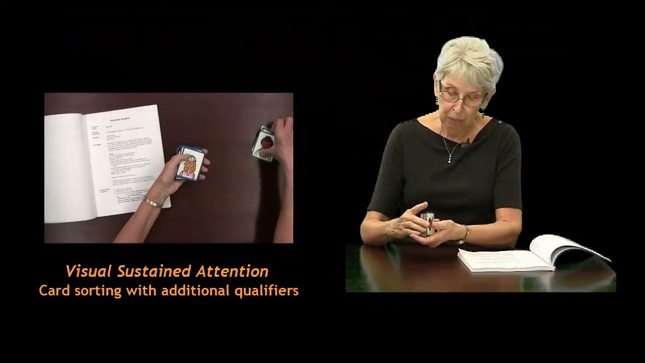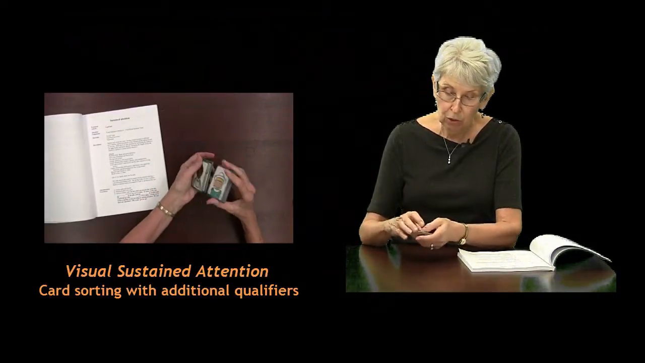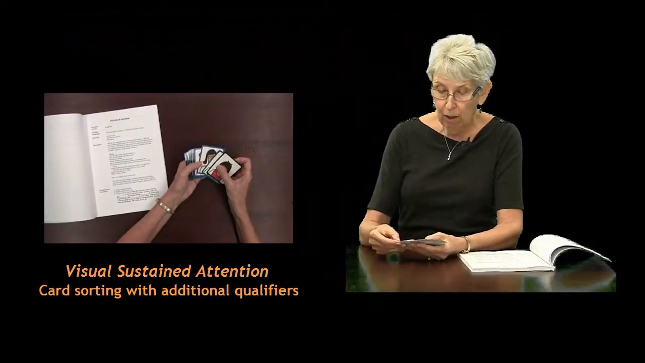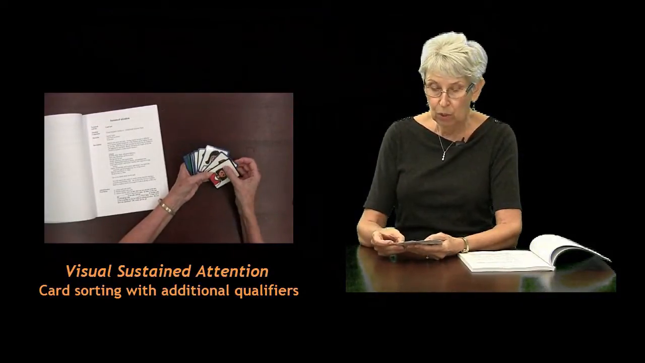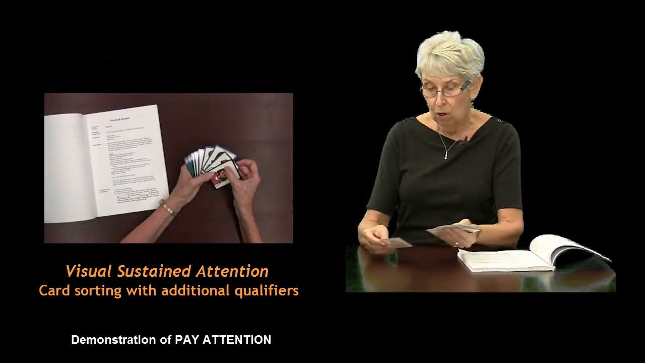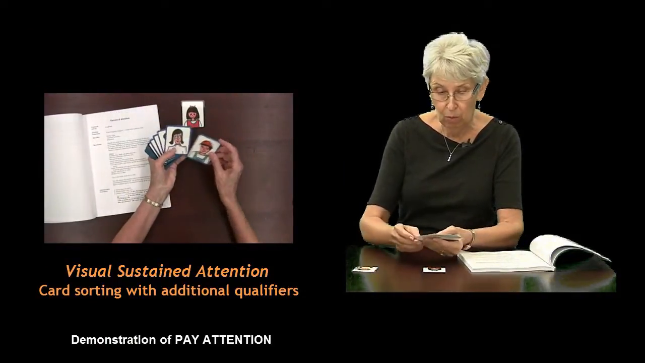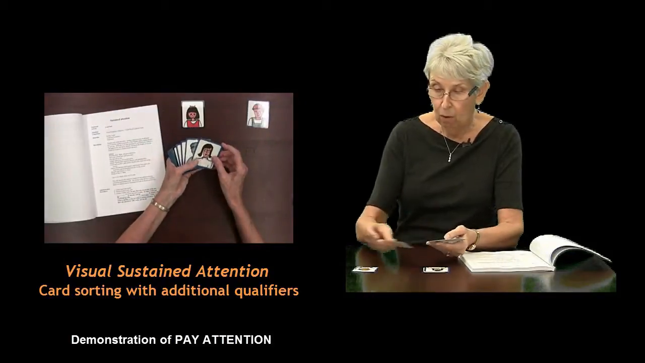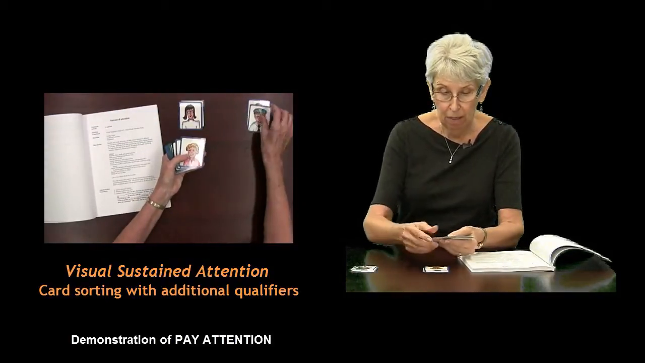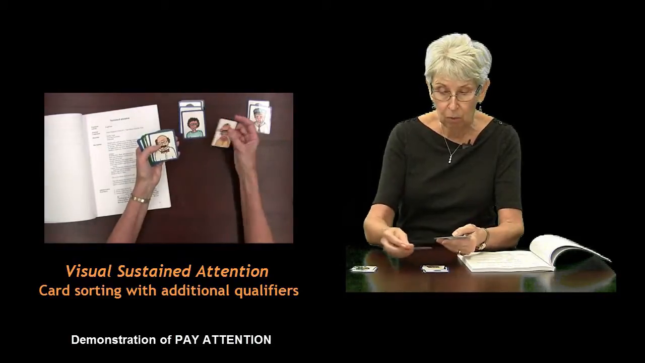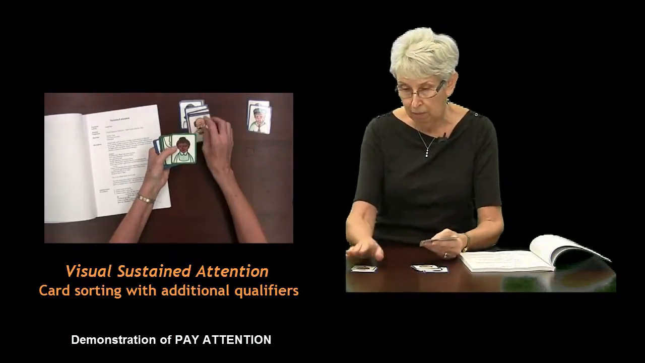Let's say you want the child to sort the piles into all the cards that have blue borders and this person wearing a hat. So in that case, we wouldn't use that one. There's a blue border with a hat. Not that one, not that one, not that one. That's a hat, but the wrong color border. So you get the idea.